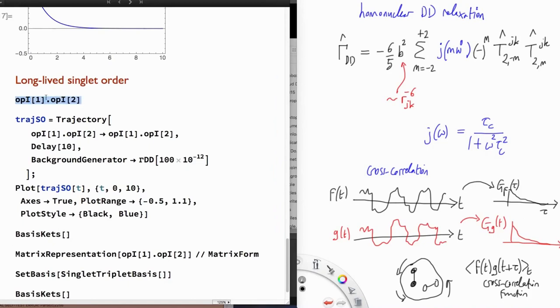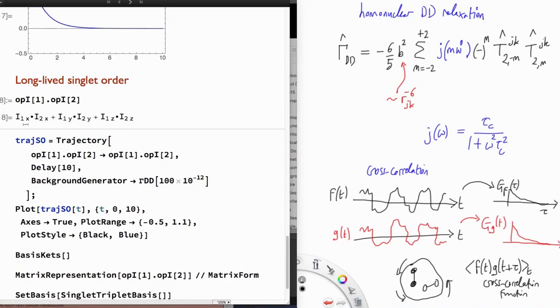It concerns a different sort of operator, which is I1 dot I2, which is this combination of angular momentum operators, I1x I2x plus I1y I2y plus I1z I2z added together. And this is called singlet order. I'll explain why in a minute, why it's called that. But let's simulate it first.